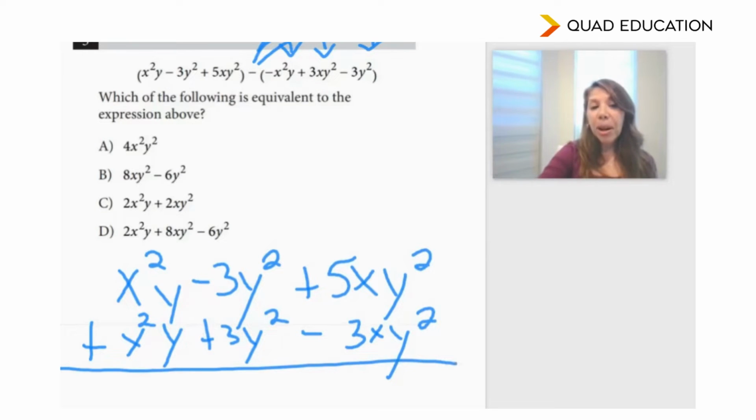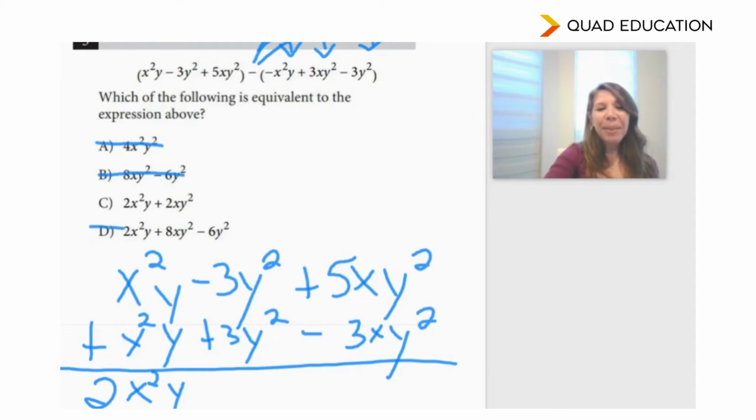Now that we've lined up our equations, we can make our calculations and combine them together. So x squared y plus x squared y gives us a 2x squared y, which right away eliminates choice A and choice B. A negative 3y squared plus 3y squared cancels out. So most likely we can eliminate choice D as well, and C would be our answer.